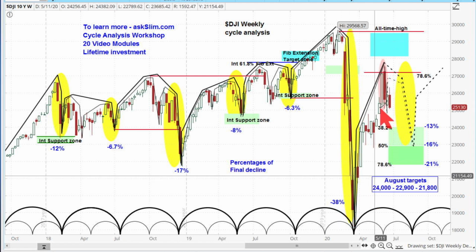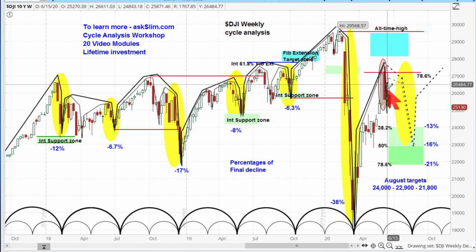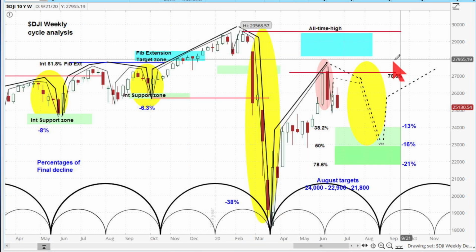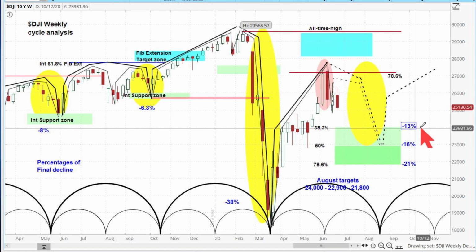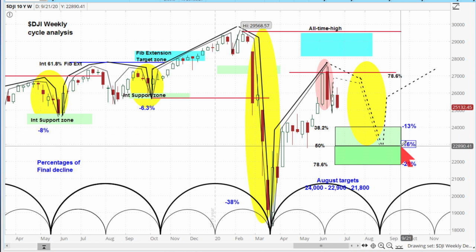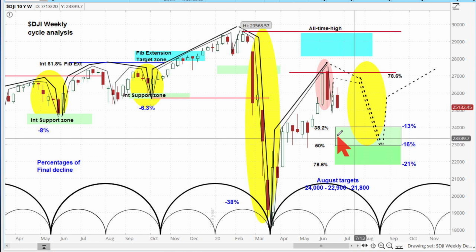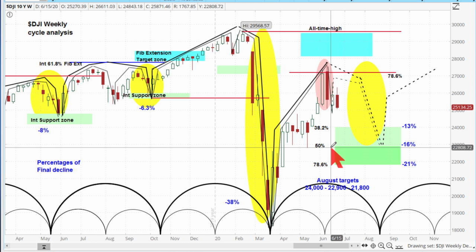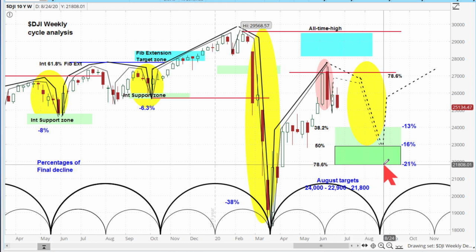It fails here just over the 78.6%, gives you that sell signal, and then takes you to where we are right now. So there is our downside projections as you see. So we're looking for somewhere between a 13% and a 16% decline. These are the supports, down to the 38.2, the 50%. There's an outside chance it can get down to the 78.6%.